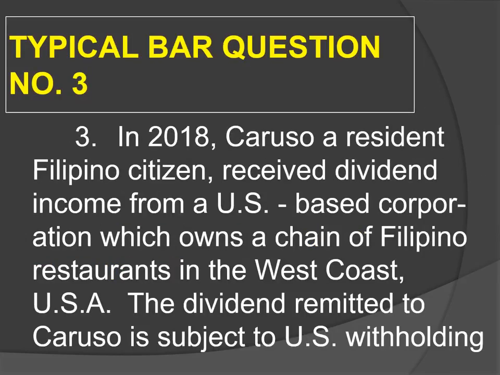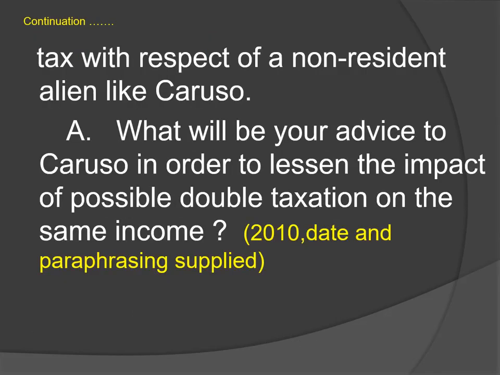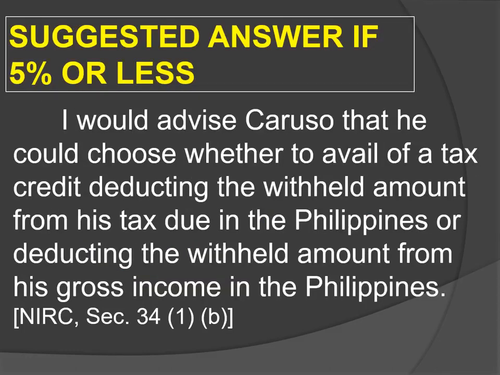So, fact-based, you don't have to go to the bottom, go direct to the question because the problem is short. In 2018, Caruso, a resident Filipino citizen, received dividend income from a US-based corporation which owns a chain of Filipino restaurants in the West Coast, USA. The dividend remitted to Caruso is subject to US withholding tax with respect of a non-resident alien like Caruso. What will be your advice to Caruso in order to lessen the impact of possible double taxation on the same income? Again, 5% and 10%.